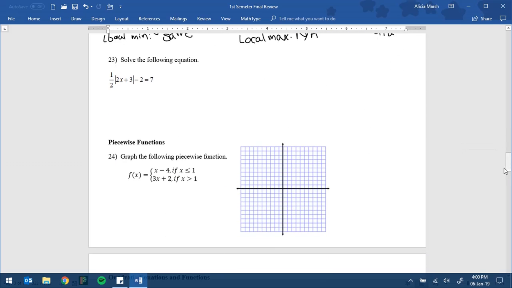Okay, got 2 more problems to go through. So solving this equation, well, first thing we want to do is get the absolute value alone. So I'm going to add 2 to both sides. We're going to have 1/2, 2x plus 3 equals 9. Got to get rid of that half, so I'm going to multiply both sides by 2. So that's 2x plus 3 equals 18.